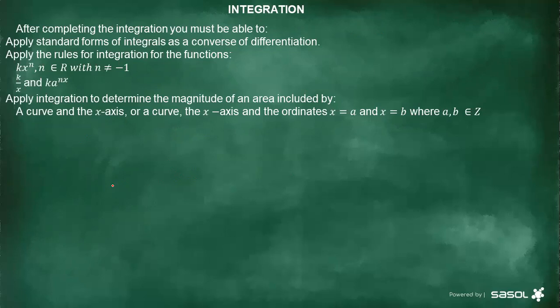And then the integration. After completing this integration, you must be able to apply the standard form of integral as the converse of differentiation, and apply the rules of integration for the function. And the last point: apply the integration to determine the magnitude of an area included by a curve and the x-axis. But this last point we're not going to be focusing on, which is how to determine the magnitude of the area when you are having an irregular shape.